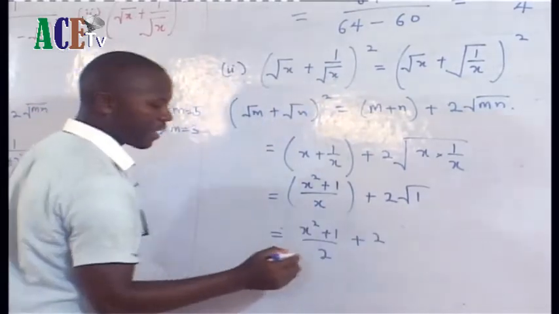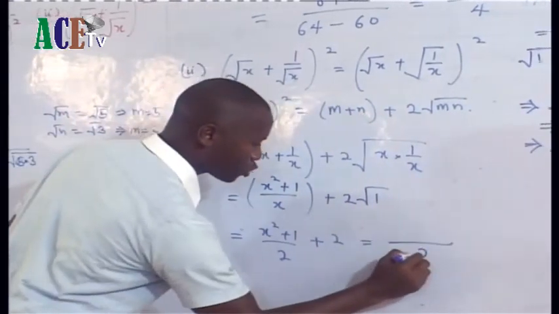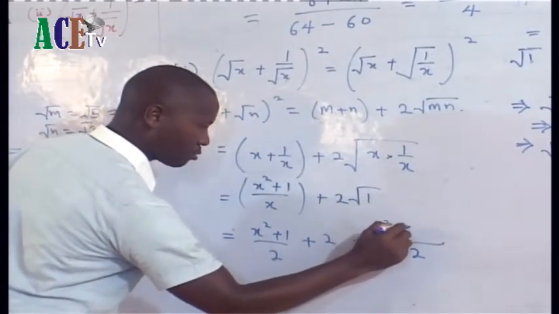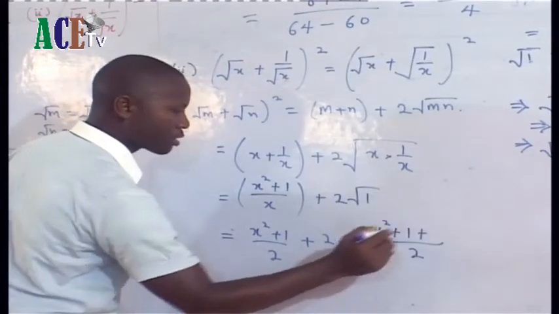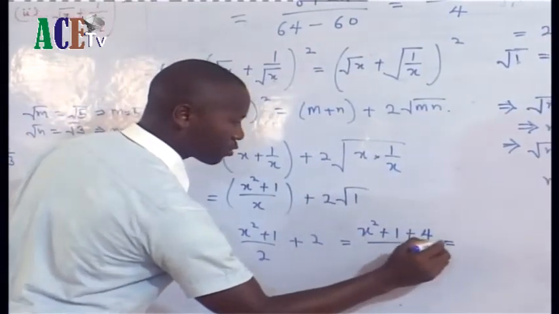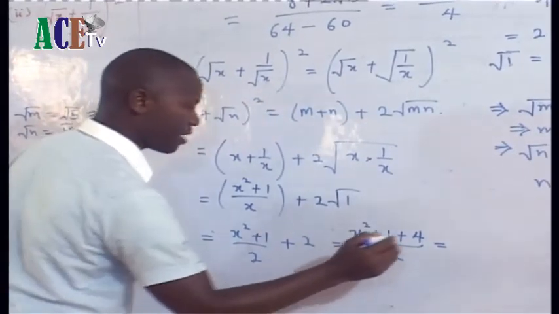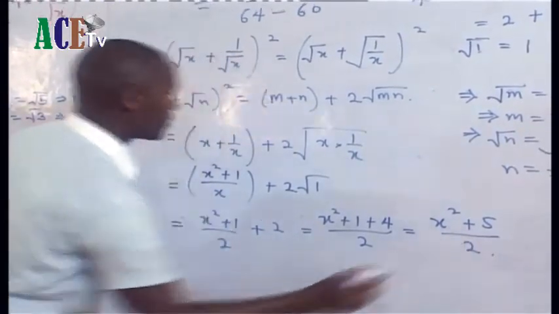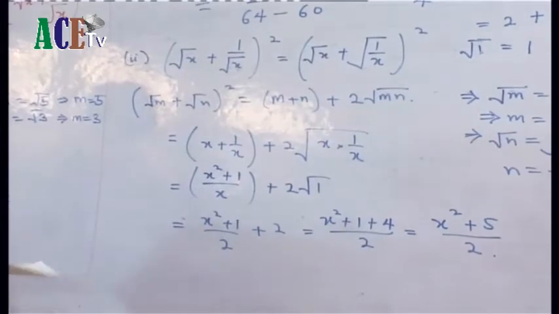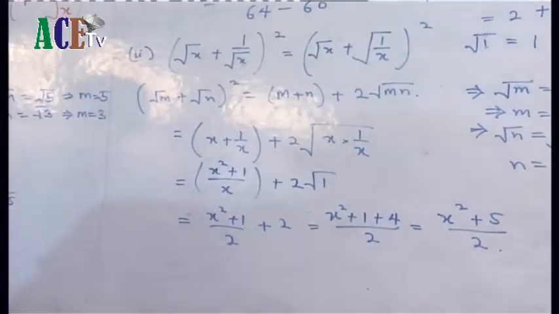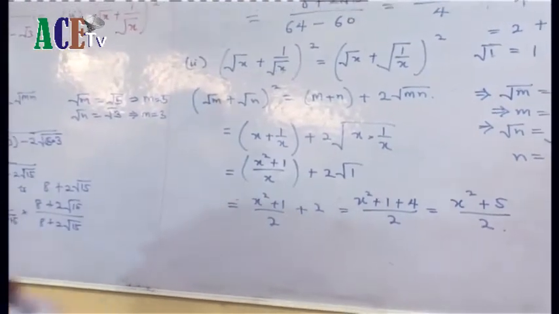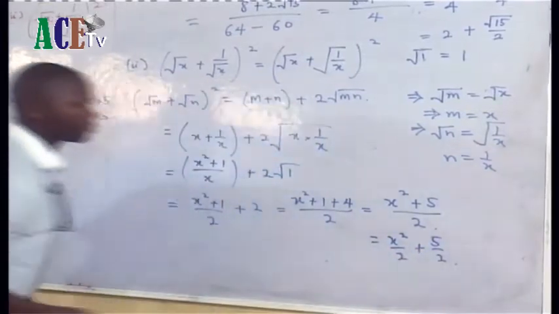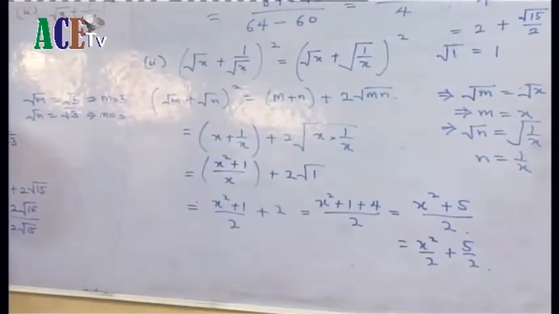We can easily simplify this further, and we would have 2, then x squared plus 1, and then plus 4. So what we would have here would just give us x squared plus 5 all over 2. Now this is what we have as our answer, x squared plus 5 divided by 2. We could also write x squared all over 2 plus 5 all over 2. Simplifying gives us that as our answer.